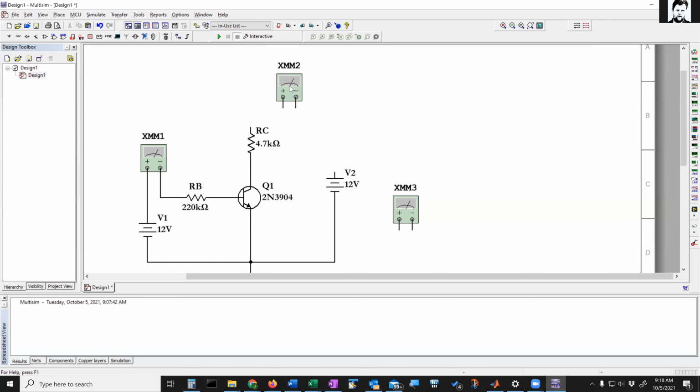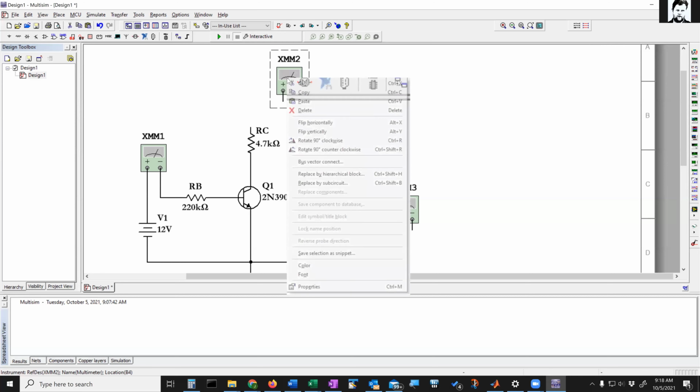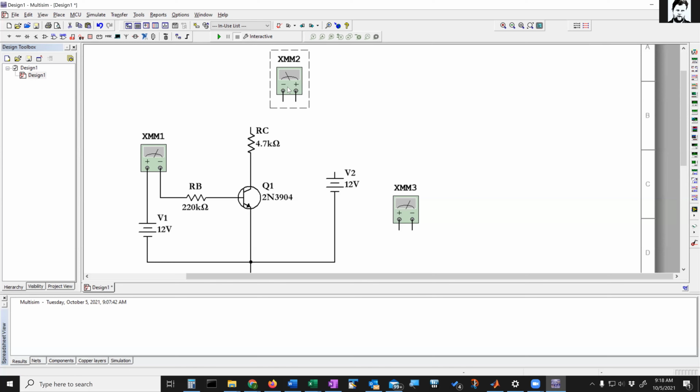So one thing you can do is this thing called flip horizontal. If you right click on it, you can flip vertically or flip horizontally. If I flip this horizontally, it basically just means to mirror it horizontally. So now the plus is on the right and the minus is on the left. So that's good for that purpose. So I'll connect the positive of my supply to the positive of the meter. That will make my reading come out as a positive number. And good to go there.